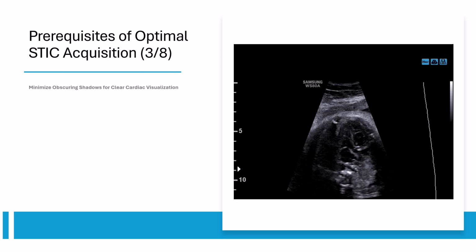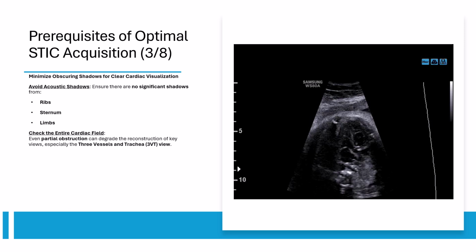Minimizing acoustic shadows is essential for clear visualization of cardiac structures during STIC acquisition. Make sure there are no significant shadows caused by the ribs, sternum, or limbs. Even partial obstruction can degrade the quality of key views, especially the 3-vessel and tracheal view. Your goal is to obtain an image where all the cardiac chambers and great vessels are free from shadowing, or at least are minimally affected.